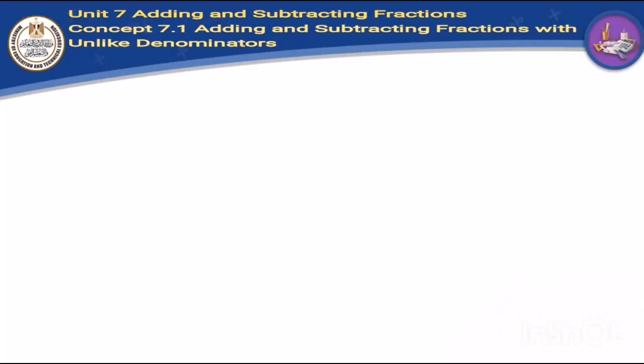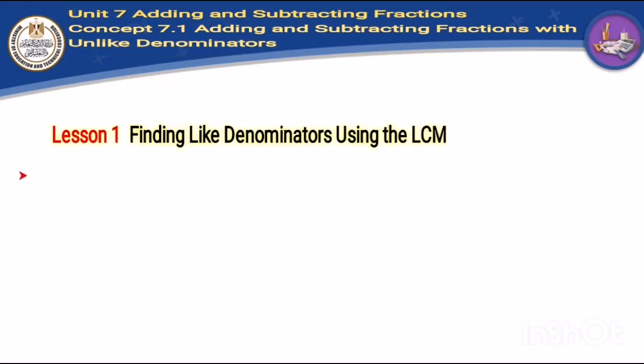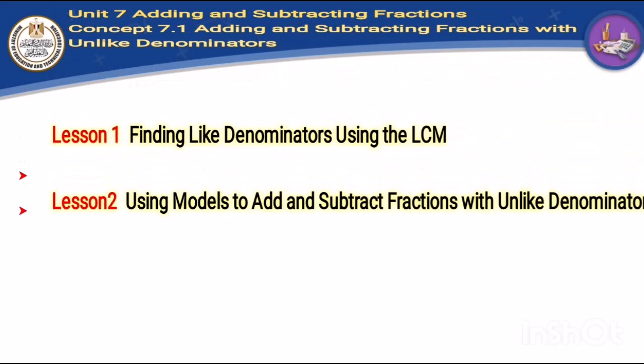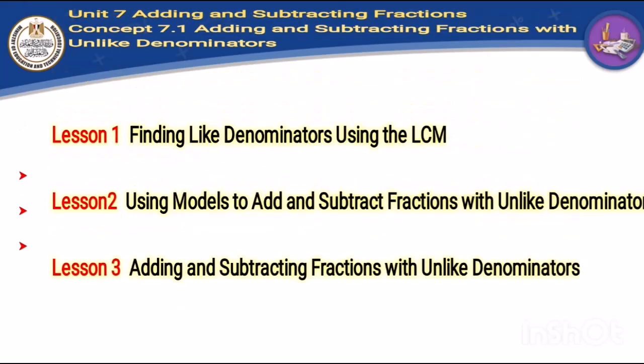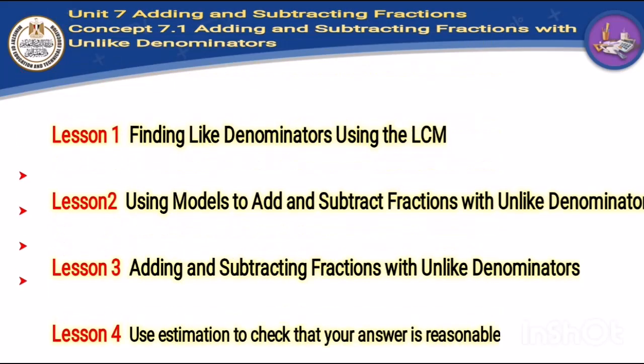Okay, let's start with unit 7, adding and subtracting fractions. Concept 7.1, adding and subtracting fractions with unlike denominators. We have four lessons in this unit. Lesson one, find like denominators using LCM. You remember LCM from primary four. Lesson two, using models to add and subtract fractions with unlike denominators. Lesson three, adding and subtracting fractions with unlike denominators. And last one, lesson four, use estimation to check that your answer is reasonable.